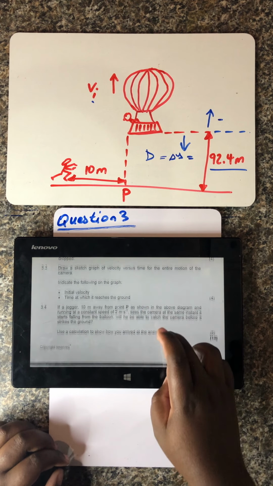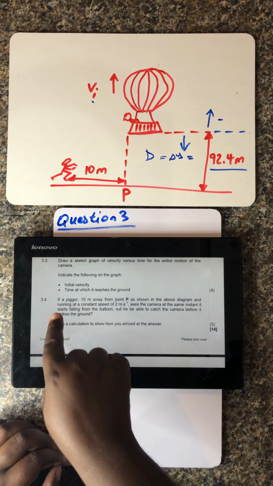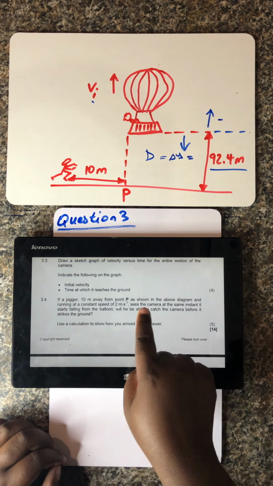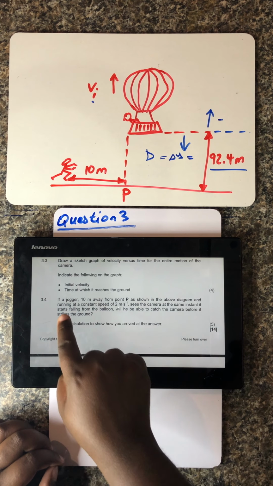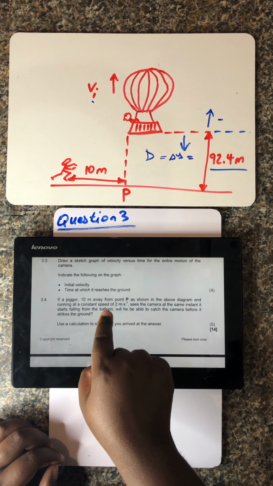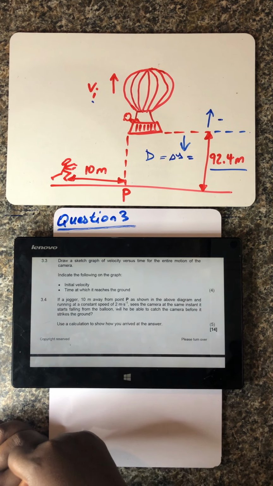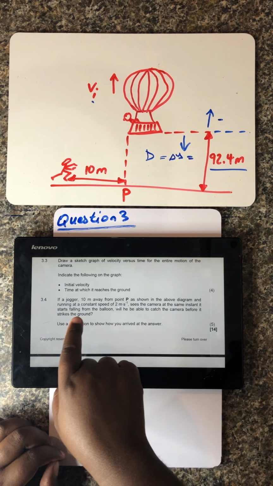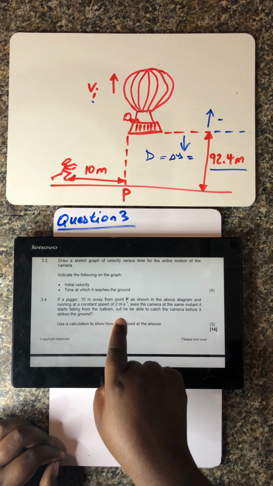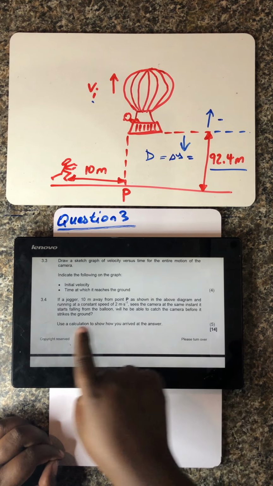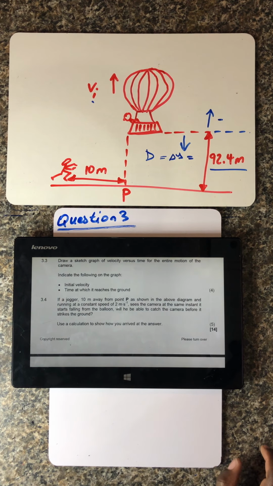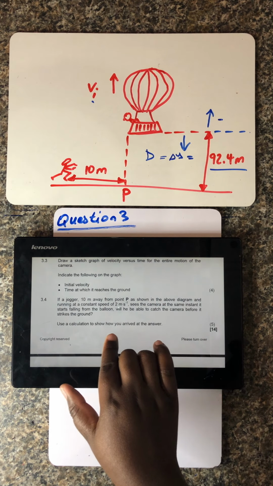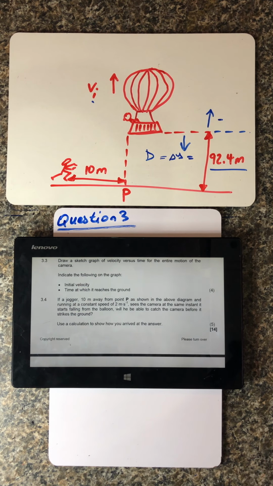So now, ladies and gentlemen, they say if a jogger 10 meters away from point P, as shown in the diagram above, and running at a constant speed of 2 meters per second, sees the camera at the same instant it starts falling from the balloon, will he be able to catch the camera before it strikes the ground? Use a calculation to show how you arrive at the answer.